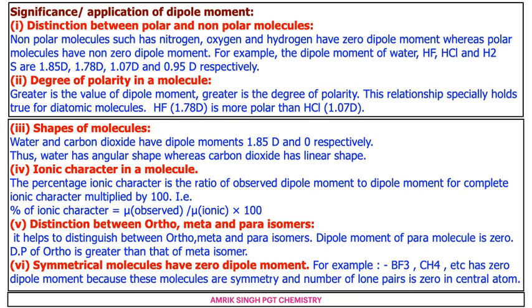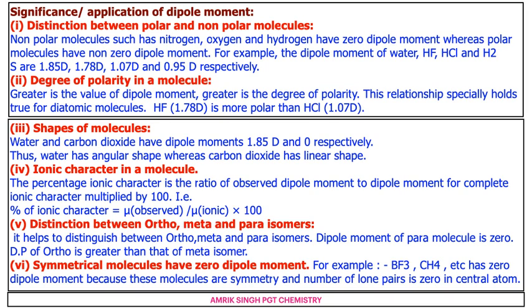Ionic character in a molecule. The percentage ionic character is the ratio of observed dipole moment to dipole moment for complete ionic character multiplied by 100. Percentage ionic character is equal to mu observed divided by mu ionic multiplied by 100. Distinction between ortho, meta and para isomers: it helps to distinguish between ortho, meta and para isomers. Dipole moment of para molecule is 0. Dipole moment of ortho is greater than the meta isomer.